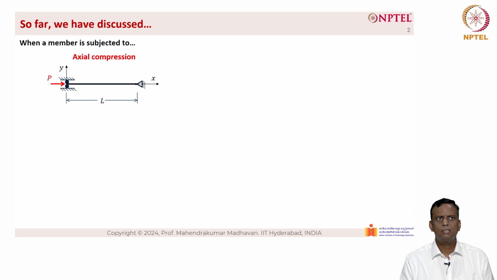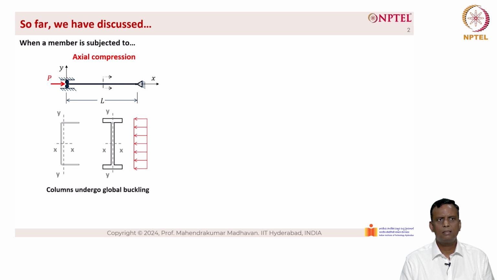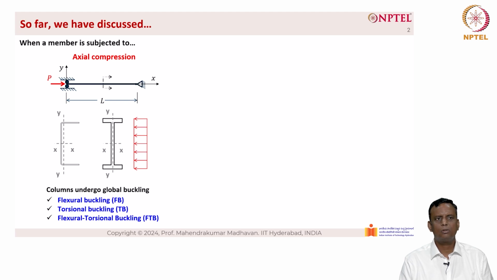So far, we have discussed when a member is subjected to axial compression, the cross section is subjected to a uniform compressive stress that is acting across the entire gross area. The column undergoes global buckling. There are three types of global buckling: flexural buckling, torsional buckling, and flexural torsional buckling, depending upon the cross-section shape and how the shear center and the centroid coincide.